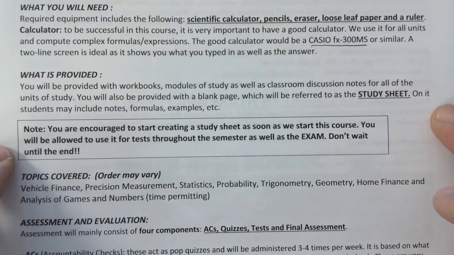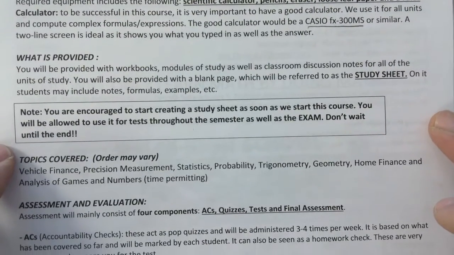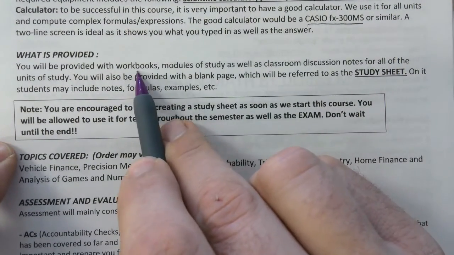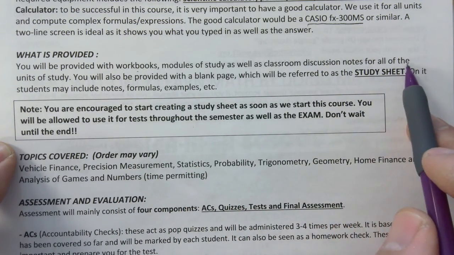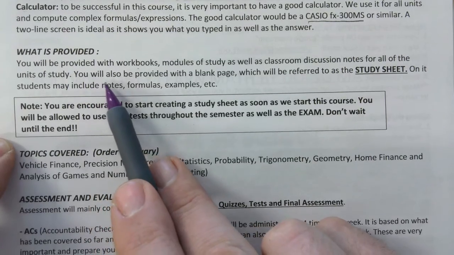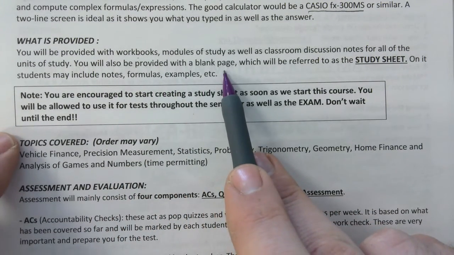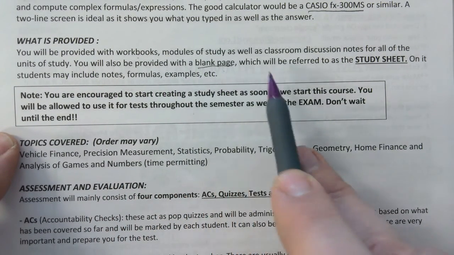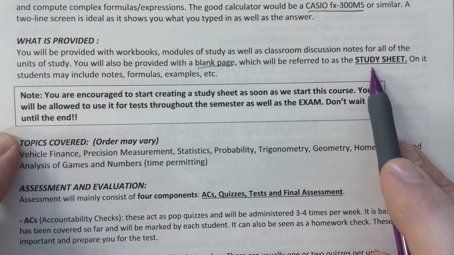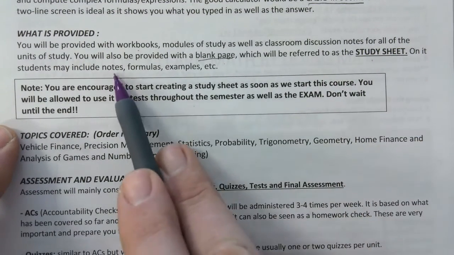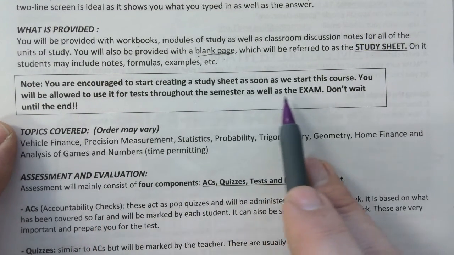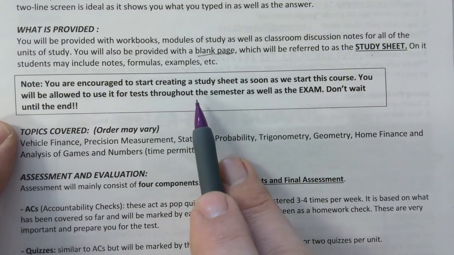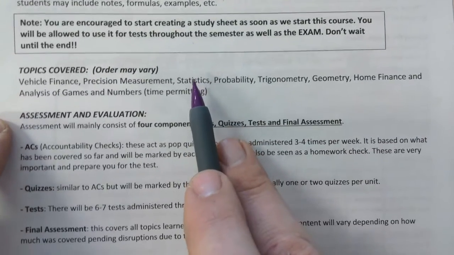What is provided? You'll be provided with workbooks, modules of study, as well as classroom discussion notes for all the units. You'll also be provided with a blank page. That's the study sheet that I just gave you, which will be referred to as the study sheet. And you may include notes, formulas, examples, etc. And I just tell you to start right away. Don't wait till the end. That's this box there.